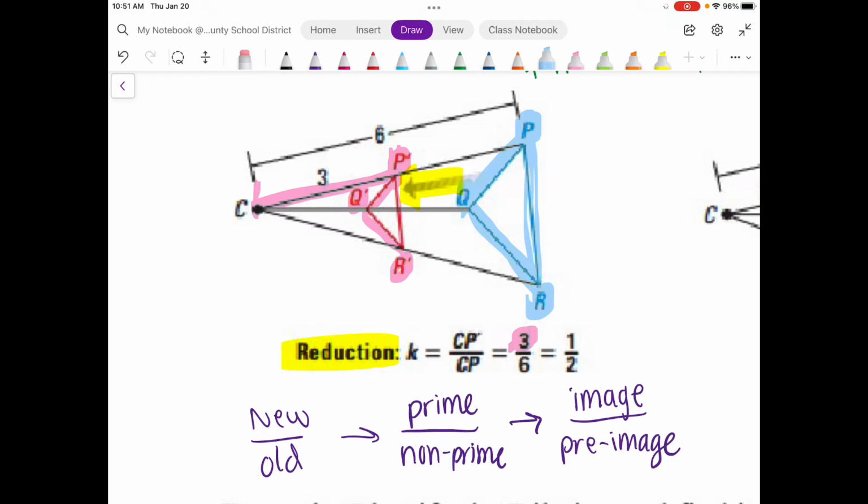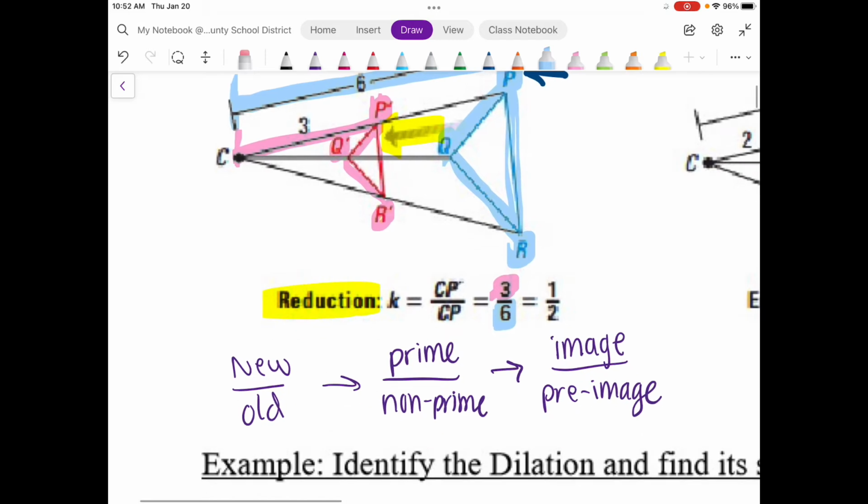And then in the denominator, it's the old picture. I know it's the old picture because it doesn't have those markings, right? There's no markings on the P. So I start from the center and I go all the way to my old image, and that is 6. So when I put the new over the old, 3 over 6, it gets me 1/2. And if you're not feeling super confident with reducing those fractions, you can just enter this in your calculator as 3 divided by 6, and that's going to give you 0.5. 0.5 is less than 1, which is why I know it's a reduction.